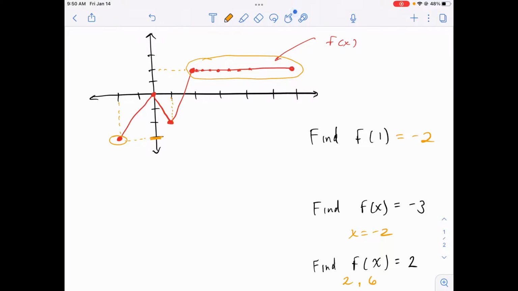So every single point from 2 to 6 has a y value of 2. And that's how we would write that. You could have one point that has that x or y value they're looking for, or you could have a whole interval, because you have an infinite number of points that meet those qualifications. So this is a way for us to evaluate a function using a graph.